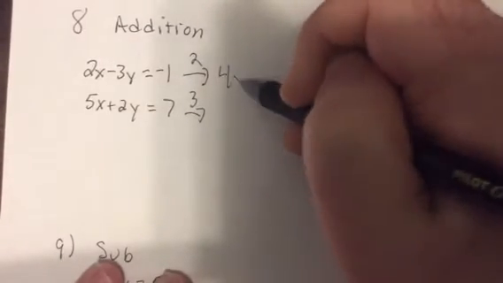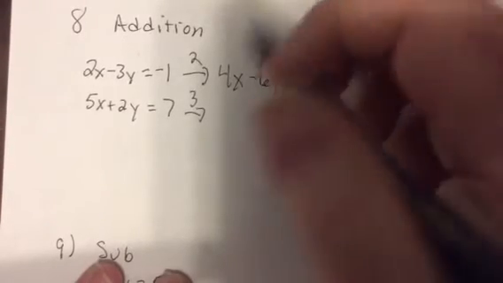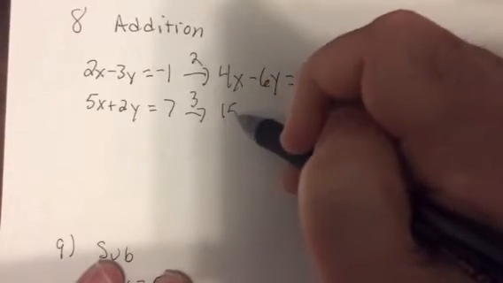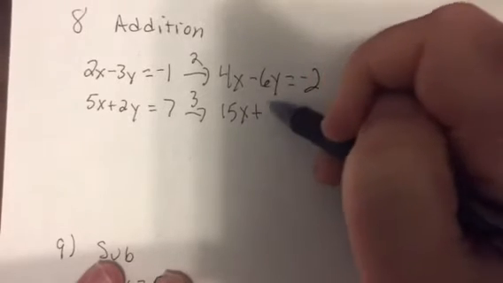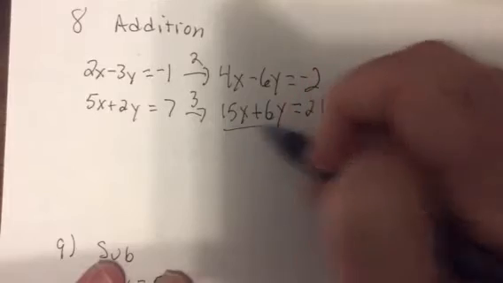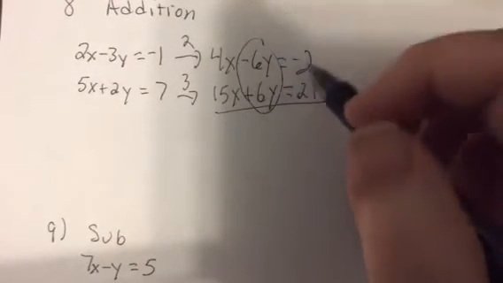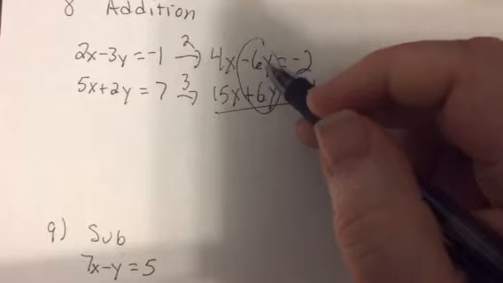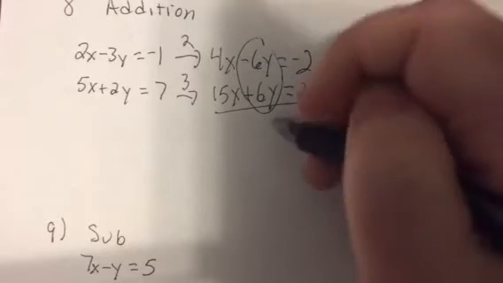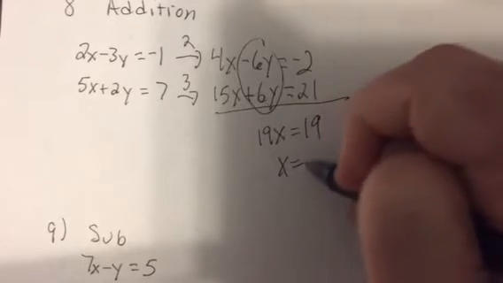So 4x minus 6y equals negative 2. This would be 15x plus 6y equals 21. Now, if we did this right, one of the variables should have opposite coefficients, so when we add it, it drops out. So this would be 19x equals 19, so x equals 1.